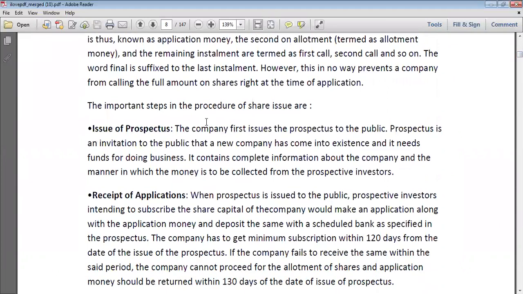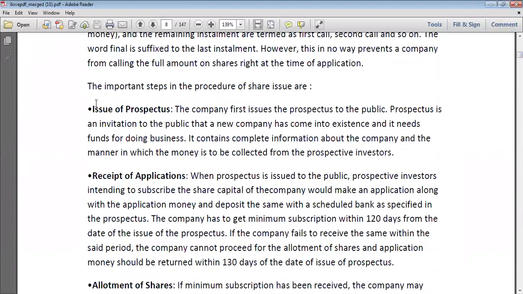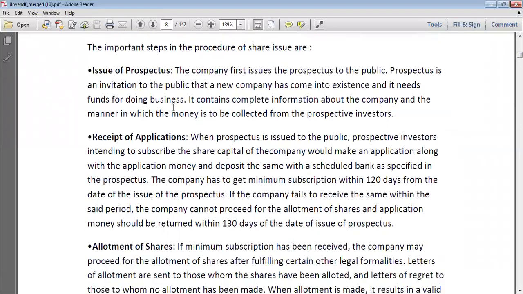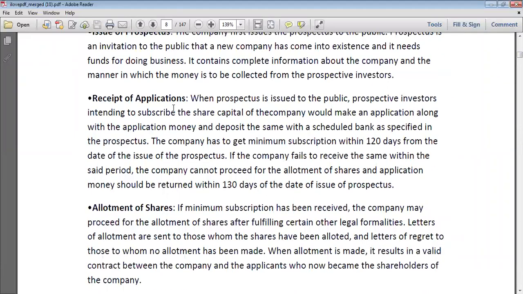Now, to issue the shares, the company first has to issue the prospectus, and in the prospectus, the company will mention the number of shares that the company is supposed to issue, the face value of each share, and the name of the bank in which investors will deposit their application money, allotment money, and so on. So first, the company will issue the prospectus. Then after the issue of the prospectus, the company will receive the application money.